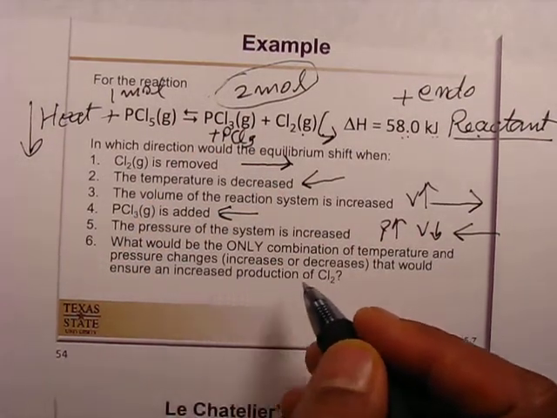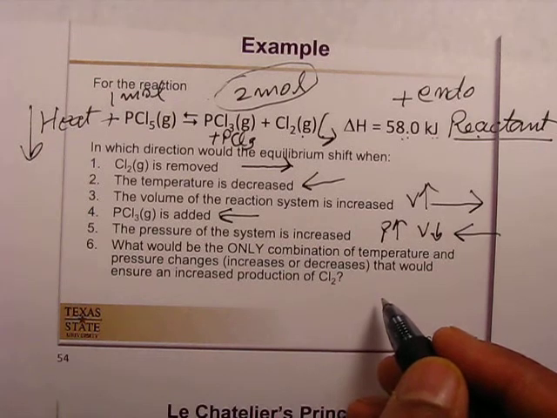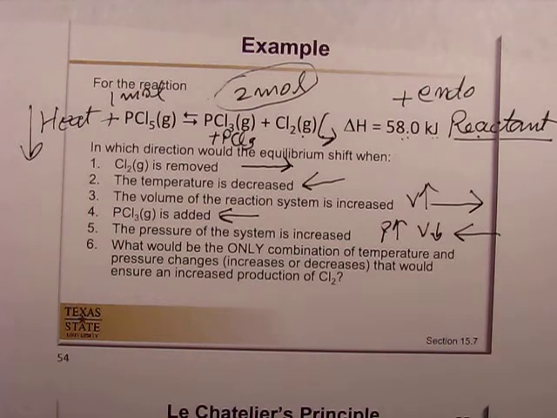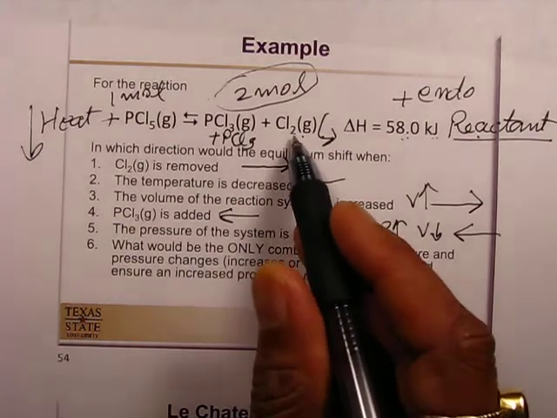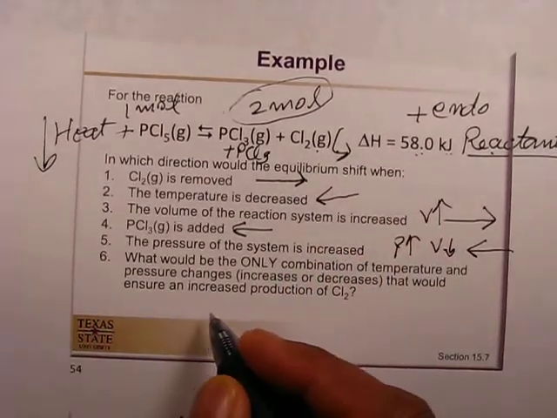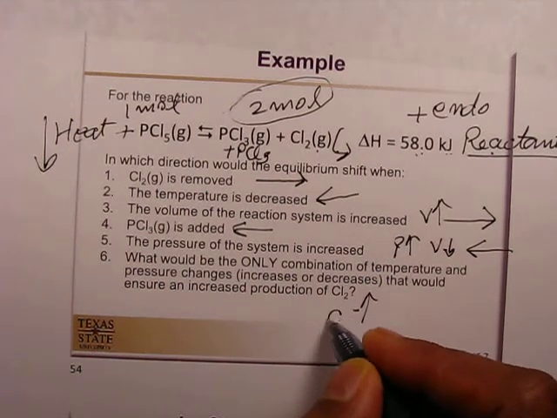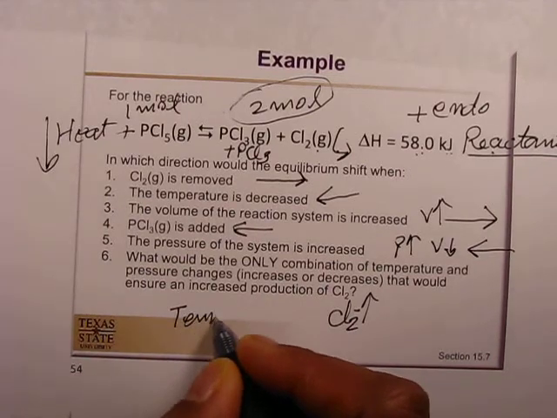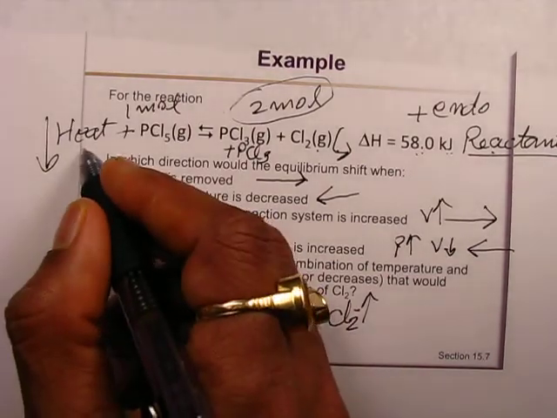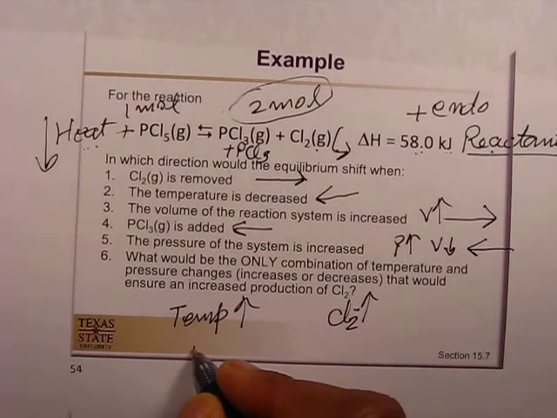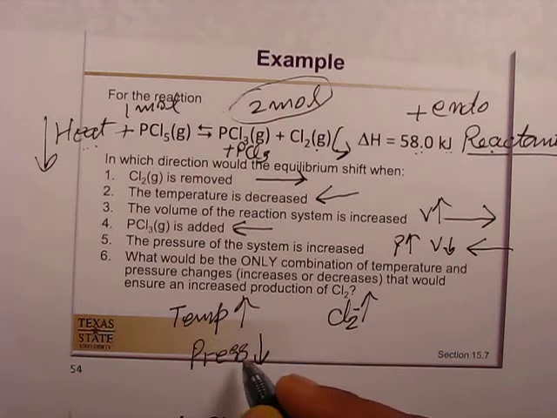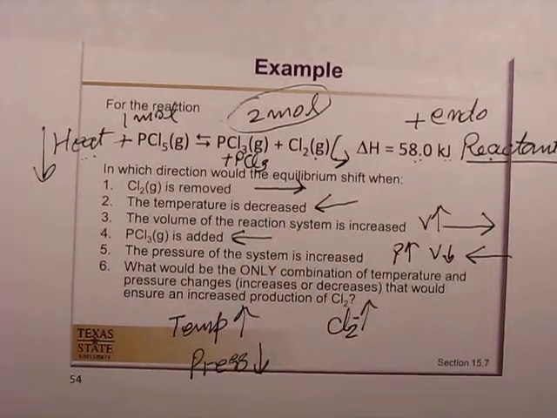What would be the only combination of the temperature and pressure change, increases or decreases, that would ensure the increase in production of Cl2? So if we have to make more chlorine gas, we need to increase temperature. Increase temperature means give more heat, and decrease the pressure. So these are the two conditions that can help in Cl2 production.